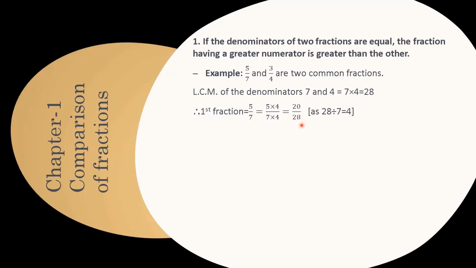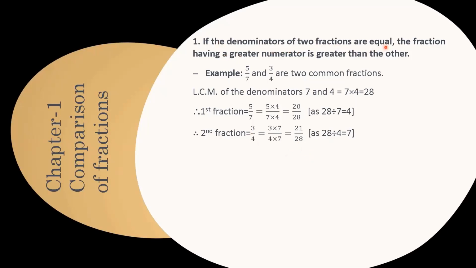So for the first fraction, the denominator we got is 28 and the numerator is 20. What about the second fraction? 3 divided by 4, and in the same way here the denominator is 4, so 28 divided by 4 is 7. So 3 multiplied by 7 divided by 4 multiplied by 7 equals 21 divided by 28. So my dear students, you can see from the second fraction we also got the same denominator 28. And that is the thing we are doing.